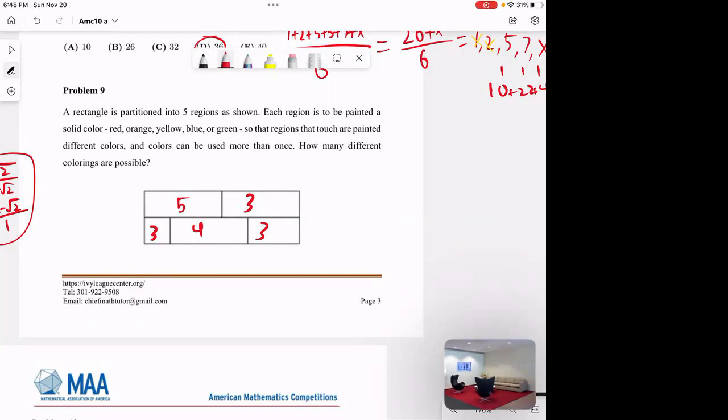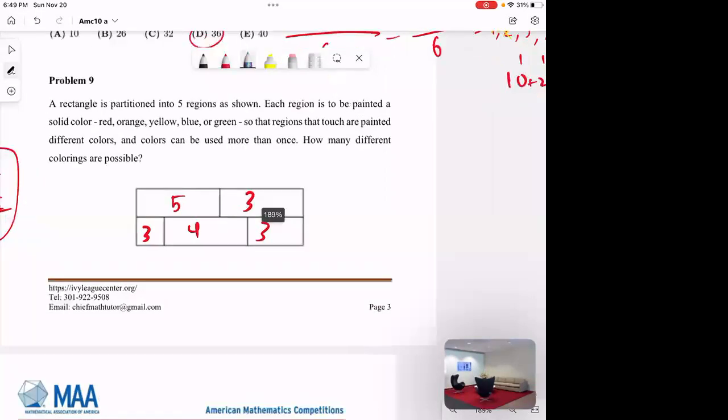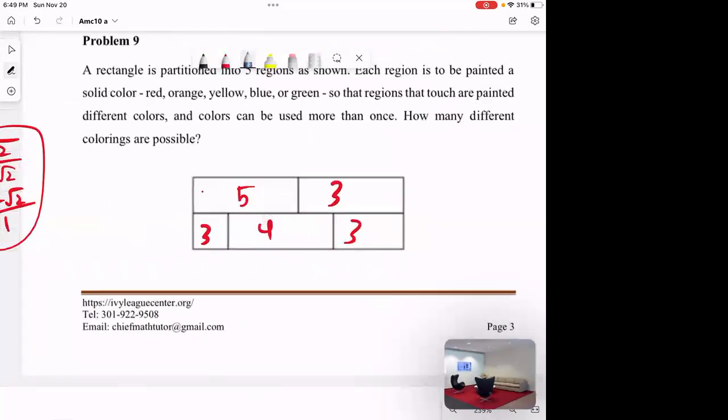So this rectangle is partitioned into 5 regions. Each region is to be painted a solid color, red, orange, yellow, green, or blue, so that regions that touch each other have to be painted different colors. So we can pick any arbitrary rectangle. Let's pick this one right here. It can be any of the 5 colors, so we have 5 choices for this one.